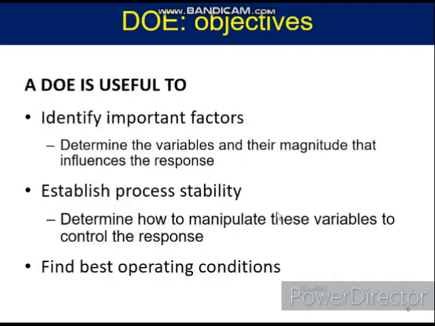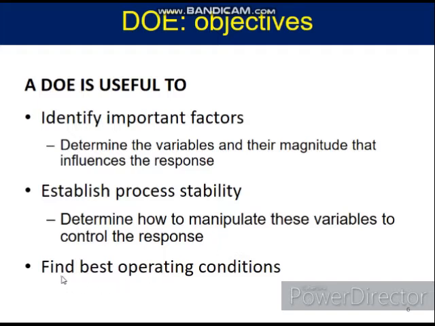So this can be very powerful, especially if you want to set up a process, be it in your research or at your working place, and you want to have stability in terms of the output response with slight variations in other variables. Right? So this is the second objective that DOE can accomplish.